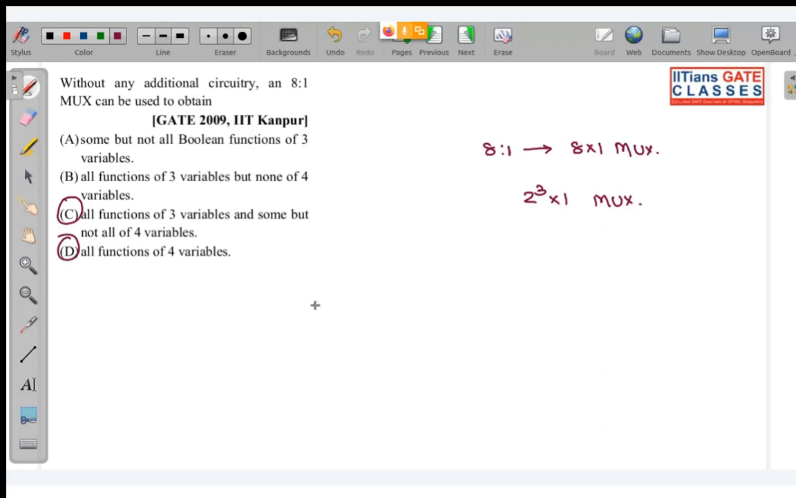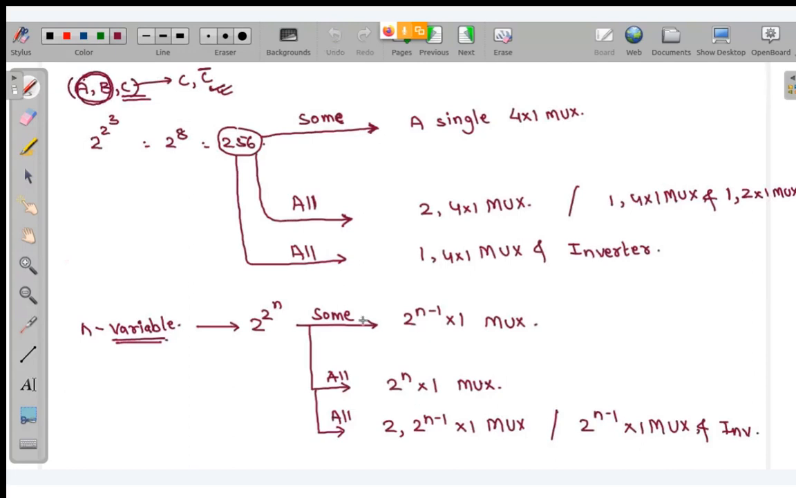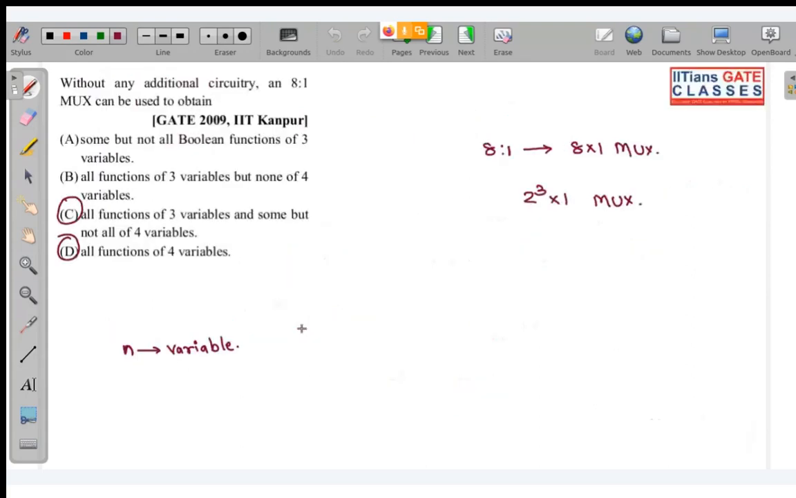So look very carefully. I just now told you that if we have n variable, so what can we do? Some of the functions out of this 2 to the power 2 to the power n, we can construct using 2 to the power n minus 1 cross 1 mux. Okay. So here we have n variable. So out of this 2 to the power 2 to the power n function, this 2 to the power n minus 1 mux can represent only some, but all of them can be represented using 2 to the power n cross 1 mux.